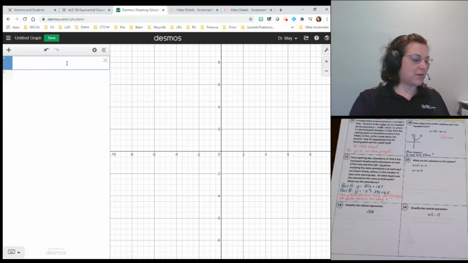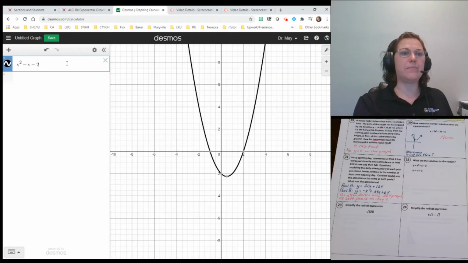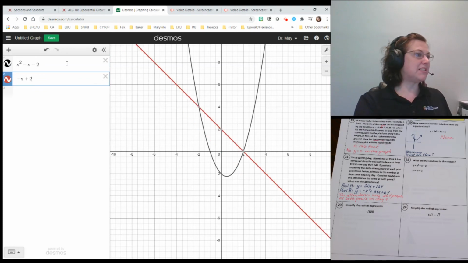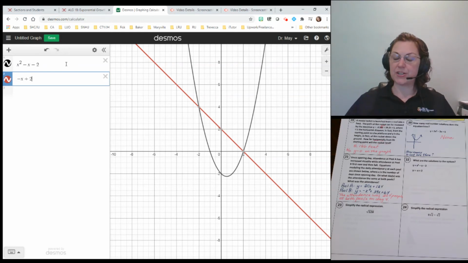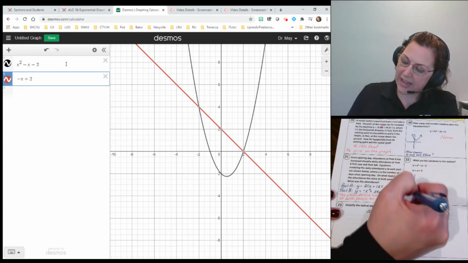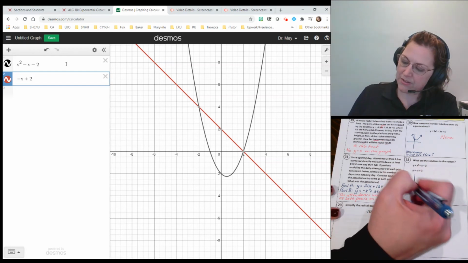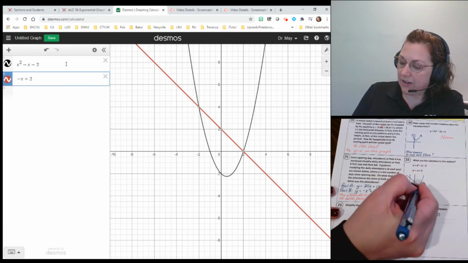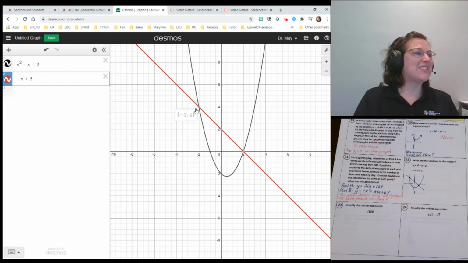Okay, let's put these equations in. I've got x to the second, come down out of the exponent, minus x minus 2, and press enter. And then I've got negative x plus 2. And I'm looking for the intersections here. Now, just for my work part, I'm going to draw a sketch. Remember, sketch means general shape, right? So I've got this parabola and this line, and I didn't draw my line really good, but that's okay. I'm looking for these two intersection points.